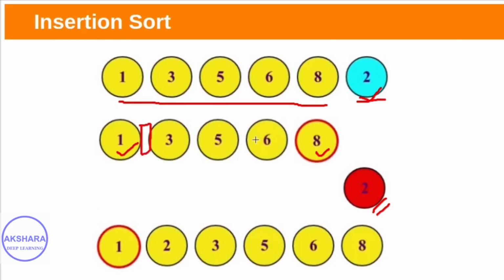All these 3, 5, 6, 8 are greater than 2. So all these are shifted to the right. Now this 2 is inserted at this second position. This is the final list.